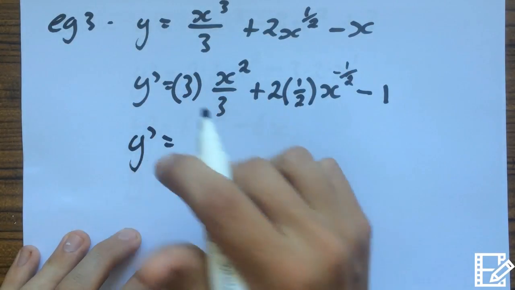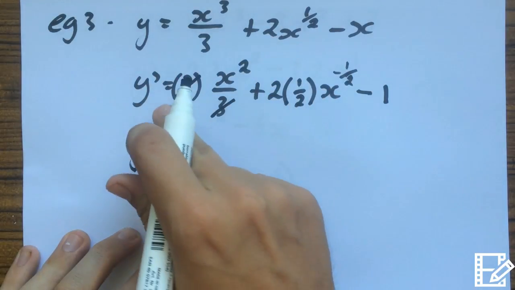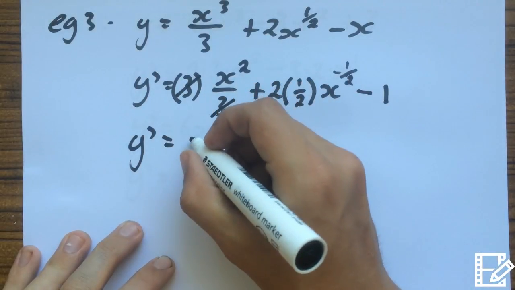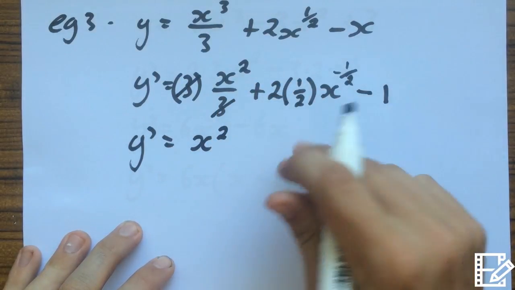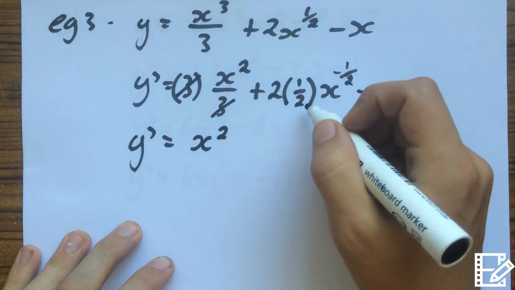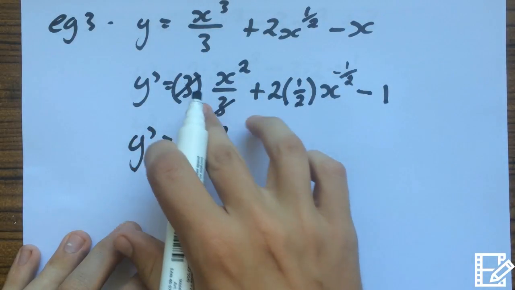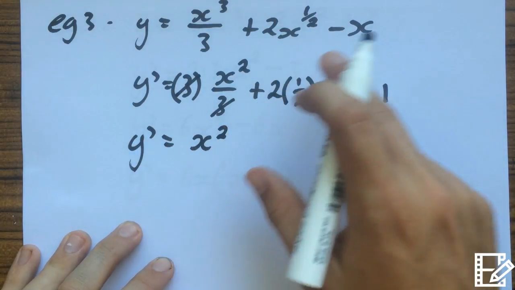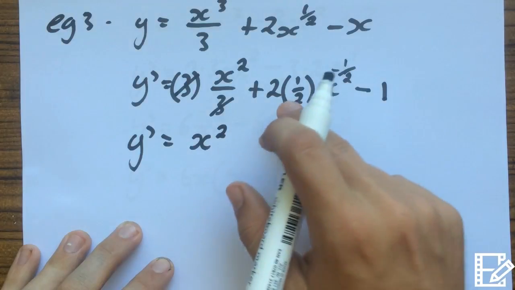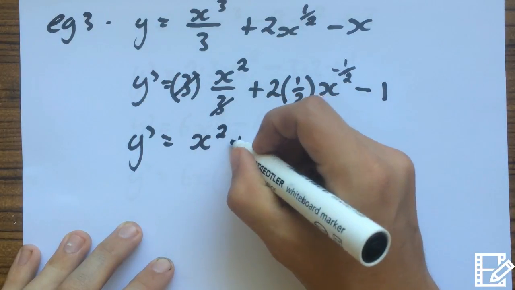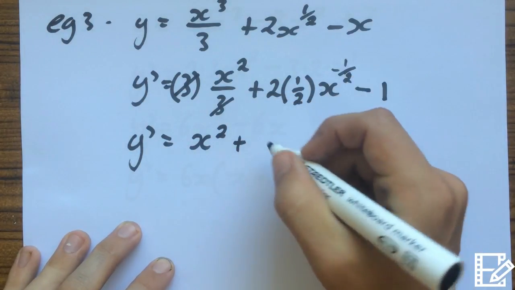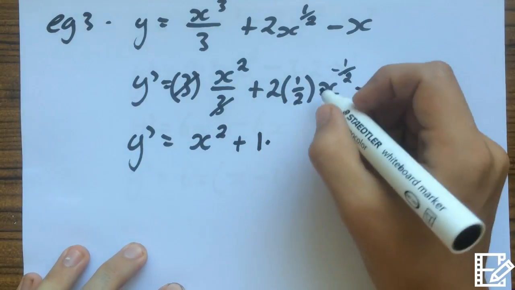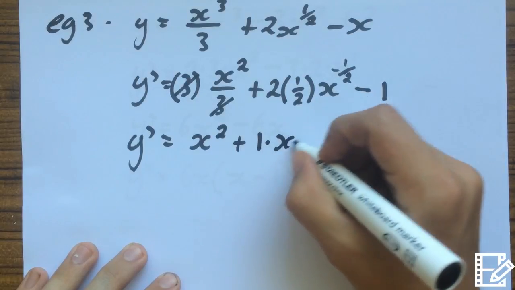Simplify this. We have the 3's here. We can cancel them because when you're multiplying by 3 and then also dividing by 3, you cancel them out. So we're left with x squared. We have 2 multiplied by a half. It is the exact same thing as before. You have 2 multiplied by x and then divided by 2. So it's just 1 multiplied by x to the power of negative a half. I'll get to that in a second.